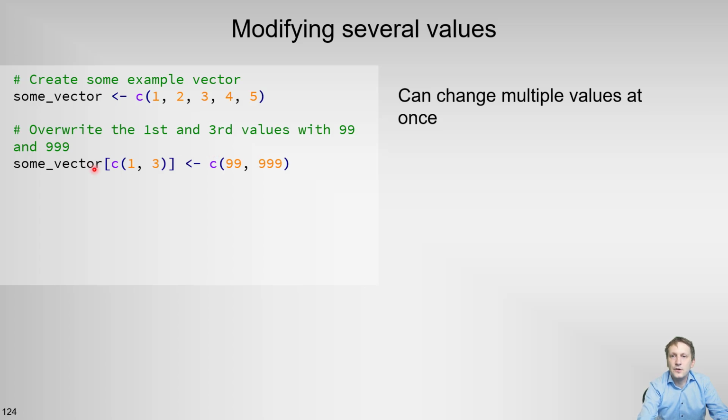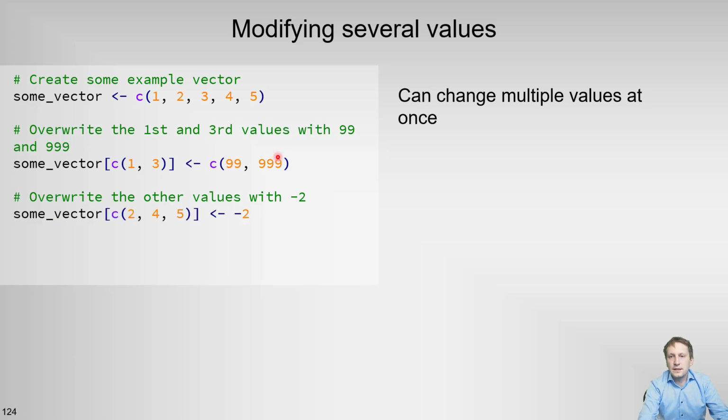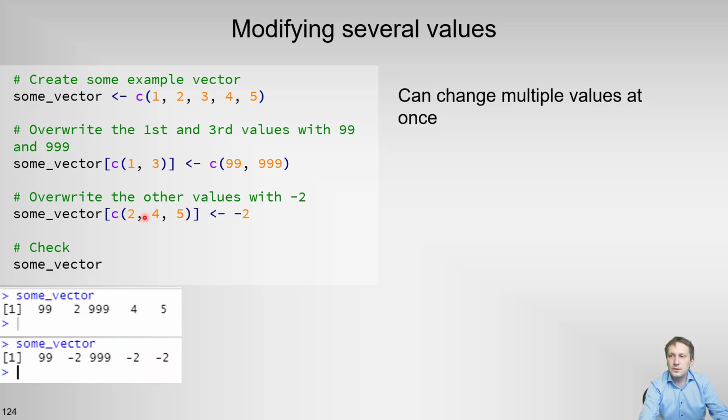We could select the first and the third element and replace them with 99 and 999 respectively. If we want to change the remaining values to be -2, let's select them, elements 2, 4, and 5, and we can put in -2. I don't have to write c(-2, -2, -2), because R will automatically recycle the -2 three times to match the dimension of my selection. Let's just check this worked, and it did.